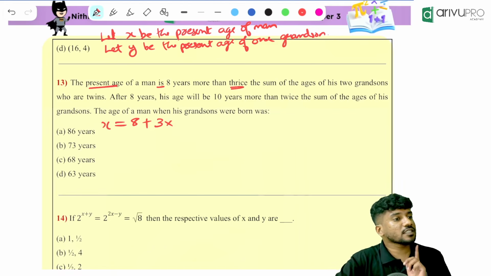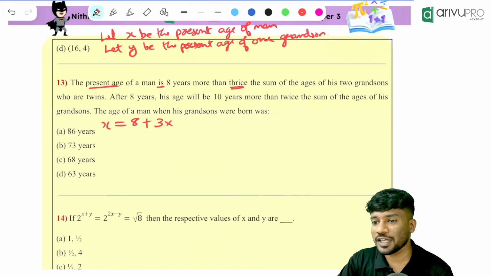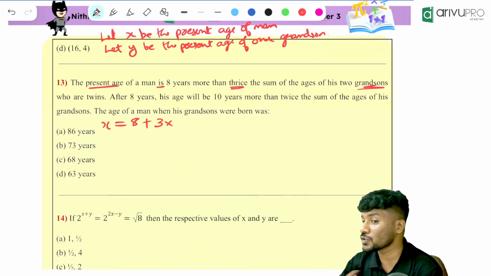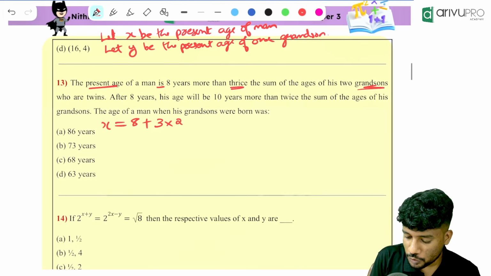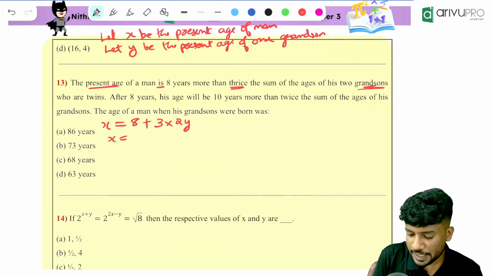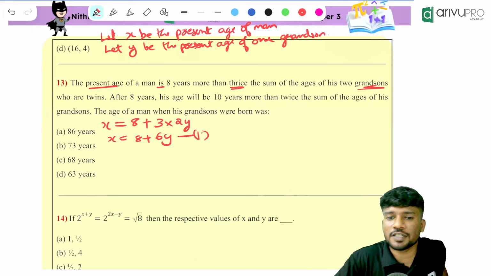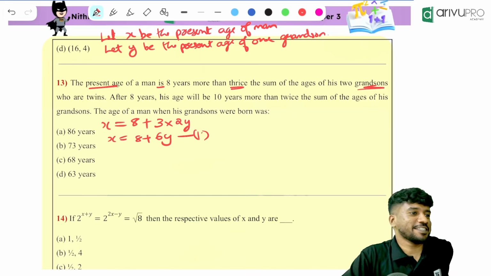The sum of the ages of two grandsons. What is the sum of the ages of two grandsons? Can anyone tell me? Is it Y or 2Y? 2Y. Why 2Y? One grandson has how much age, Ayush? Y is the age of one grandson. That means two grandsons will have 2Y age. So 3 into 2Y. So what is the equation? X is equal to 8 plus 6Y is our first equation. I hope everyone understood the first equation. Akshaya, understood this? Yes.